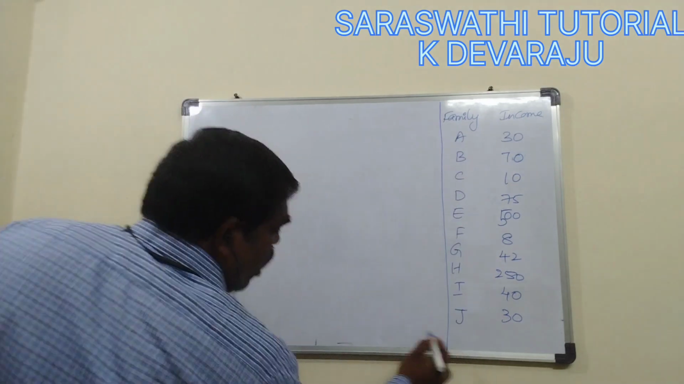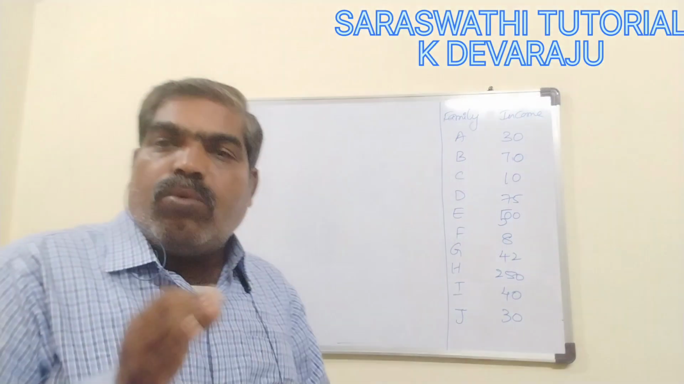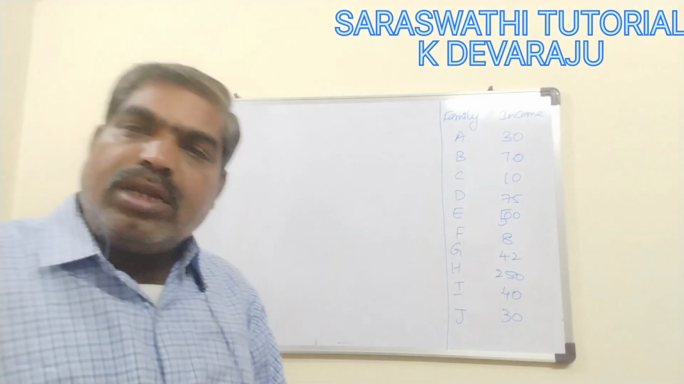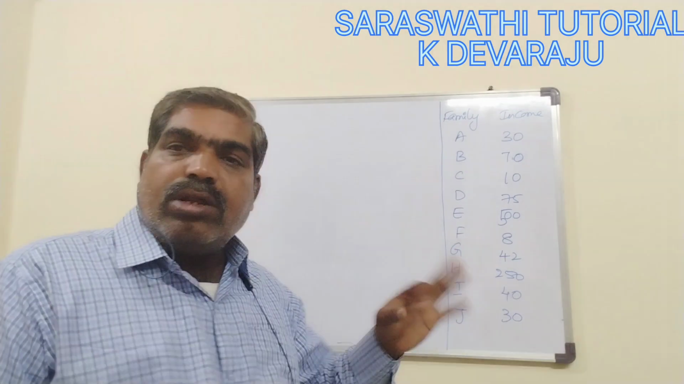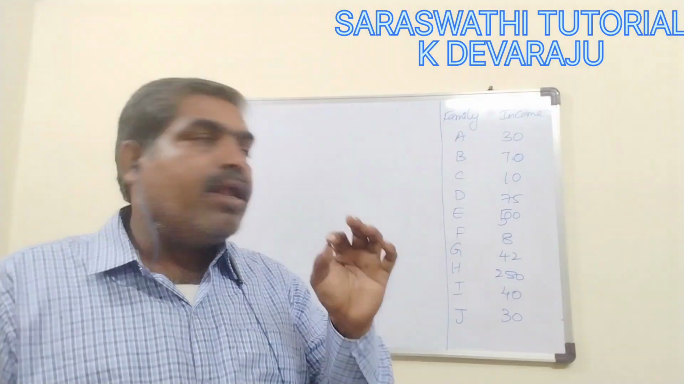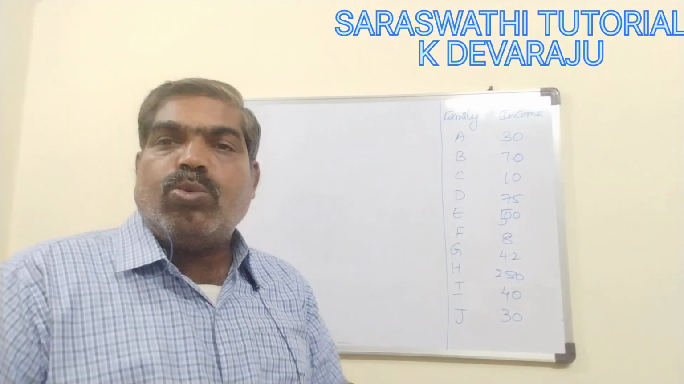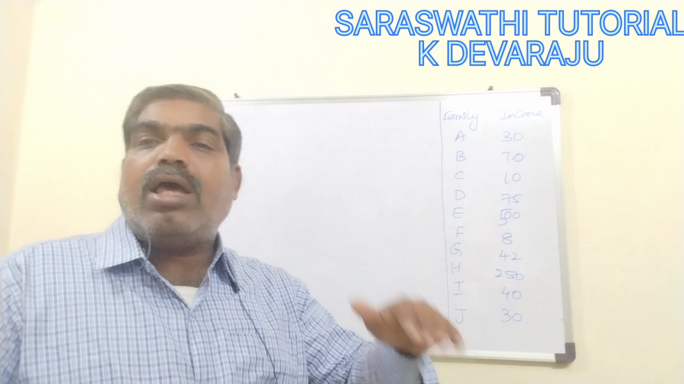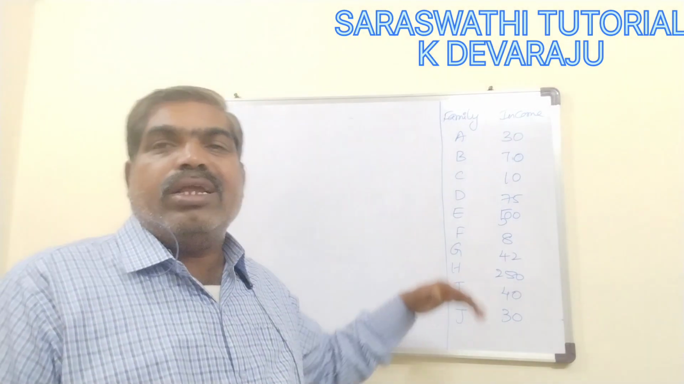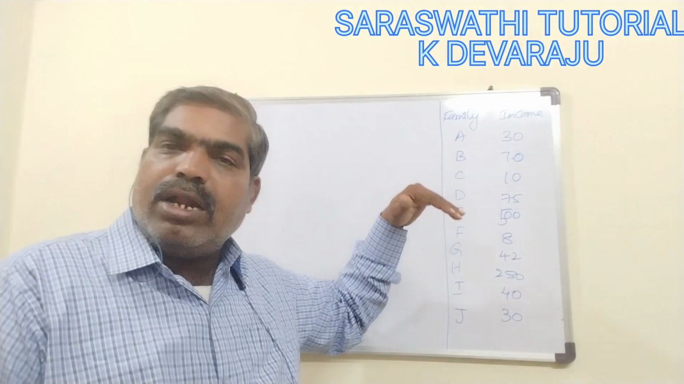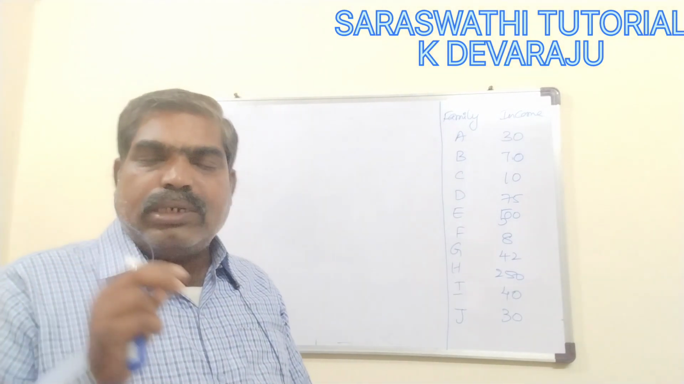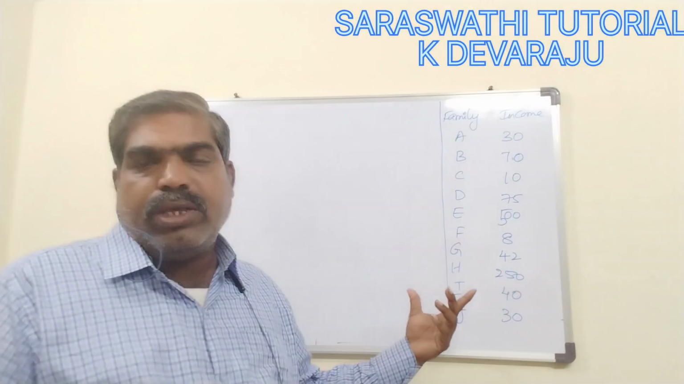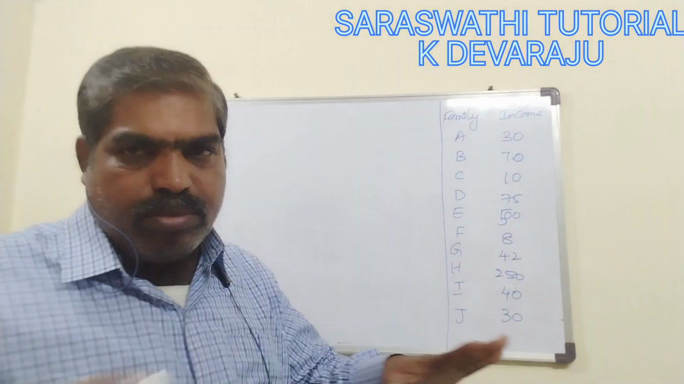Already in one of the last classes, I mentioned the methods of the series and how we calculate the arithmetic mean. Series has three categories: individual, discrete, continuous. Arithmetic mean main calculations are two: one is simple arithmetic mean, second is weighted arithmetic mean. Under the simple, we calculate in three series: individual, discrete, and continuous. In individual, two methods; discrete, two methods; continuous, three methods. Individual: direct and shortcut. Now our topic is the individual series, right? First we'll complete that one.